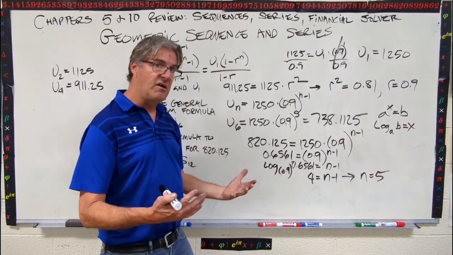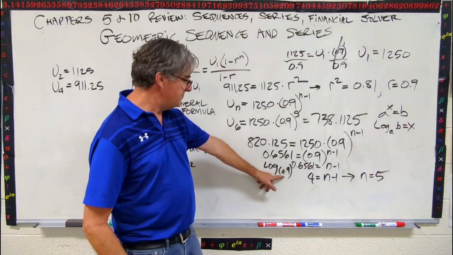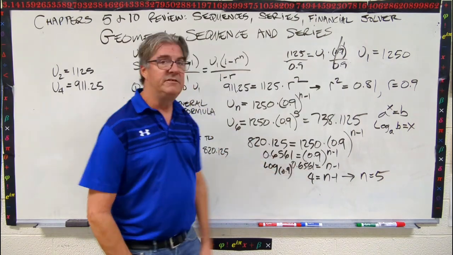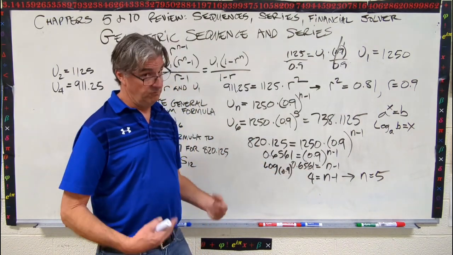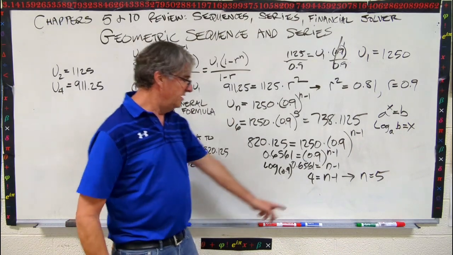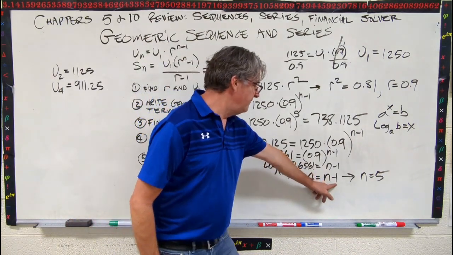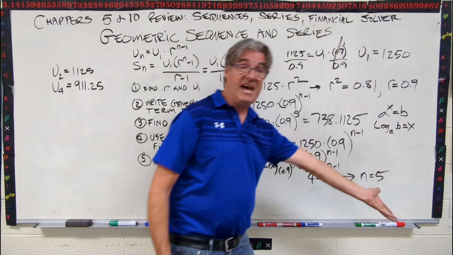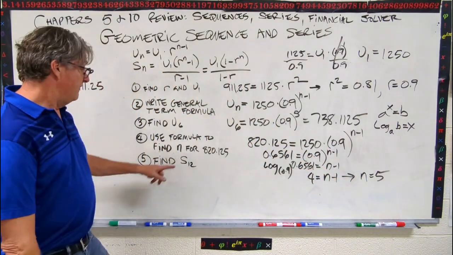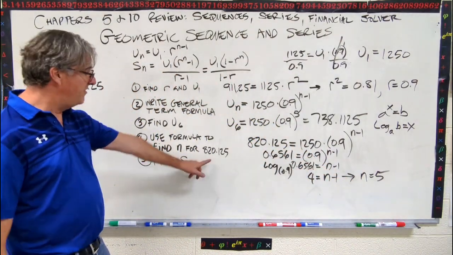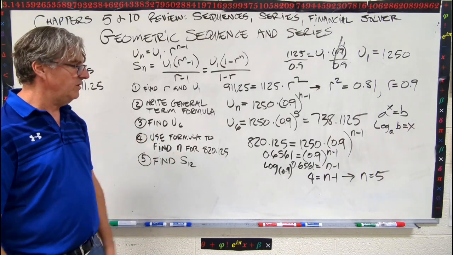Now this is a weird thing about logs. Log base 0.9 of 0.6561 is 4. Weird, right? But that's what it comes out to be. So I have 4 equals n minus 1, finish the algebra, and n is 5. So this would be the fifth term of the sequence.